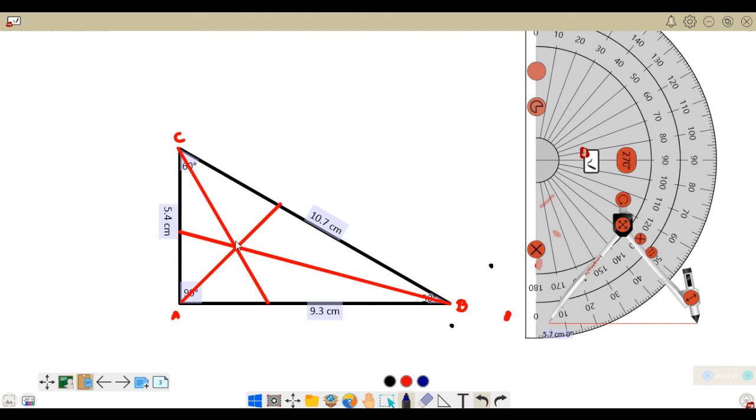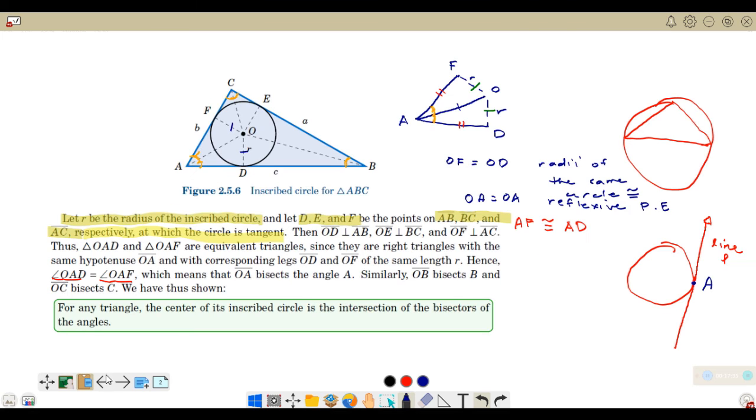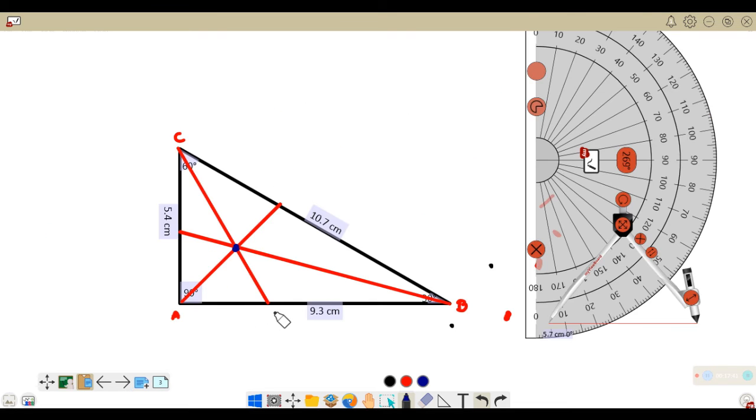So, there. We now have a point of intersection of all the angle bisectors. Let's pattern it after our other triangle from before. This is O, D, E, F. Okay. So, this is center O. This is point D. This is point E. And this is point F.